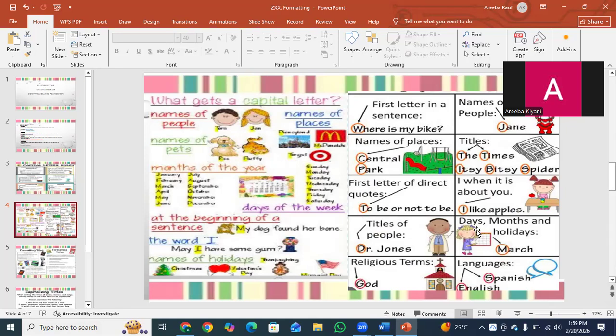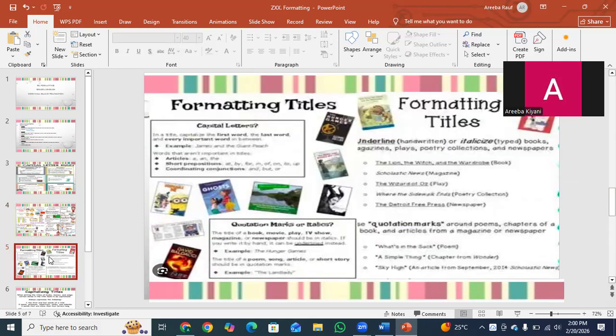Titles of people, days, months, and holidays, and also other things like languages and religion terms like God, Spanish, and English. We can keep the first letter capital. Okay. The next one is formatting the titles.